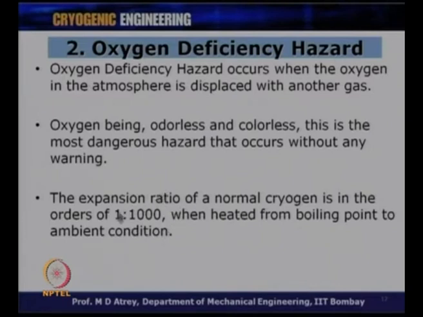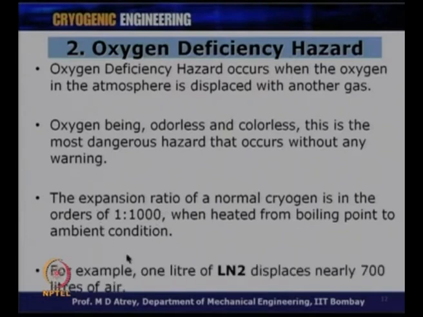So a small quantity in liquid form, when it gets into gaseous form at room temperature, has a ratio of approximately 1 to 1000. That means even if 1 liter gets evaporated, you will have 1000 liters of that gas around you, which is very dangerous, because that can replace the oxygen around you. For example, 1 liter of liquid nitrogen displaces nearly 700 liters of air. As soon as your 1 liter of liquid nitrogen gets evaporated, you will have 700 liters of nitrogen gas around you. That means it has replaced 700 liters of air around you, which means you now have an oxygen deficient atmosphere. When will this happen?